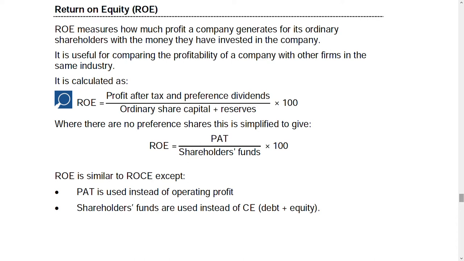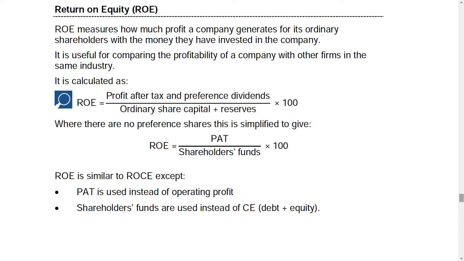Now, how is it calculated? Profit after tax and preference dividend. Now please understand why it is profit after tax and preference dividend. There's a beauty to this. Once you understand how the formula is made up, it will be very hard for you to forget it. Rather than just memorizing it, profit after tax and preference dividend divided by ordinary share capital plus reserves, isn't it very boring? How much will you remember? There are so many ratios to remember. So understand the logic behind this. It will be easier for you to remember. You will never forget. Trust me on this.